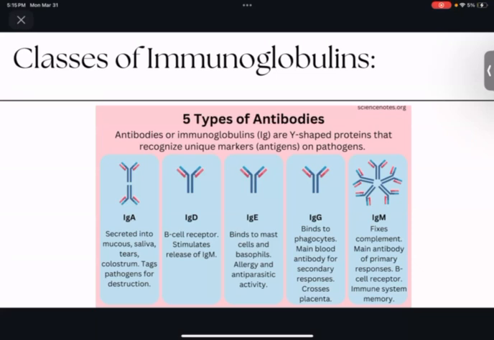IgG, the most abundant immunoglobulin in blood, is involved in complement activation, phagocyte response, and neonatal immunity, where it crosses from the placenta. IgM is the first antibody produced in an immune response. It has a pentameric structure that enhances complement activation.